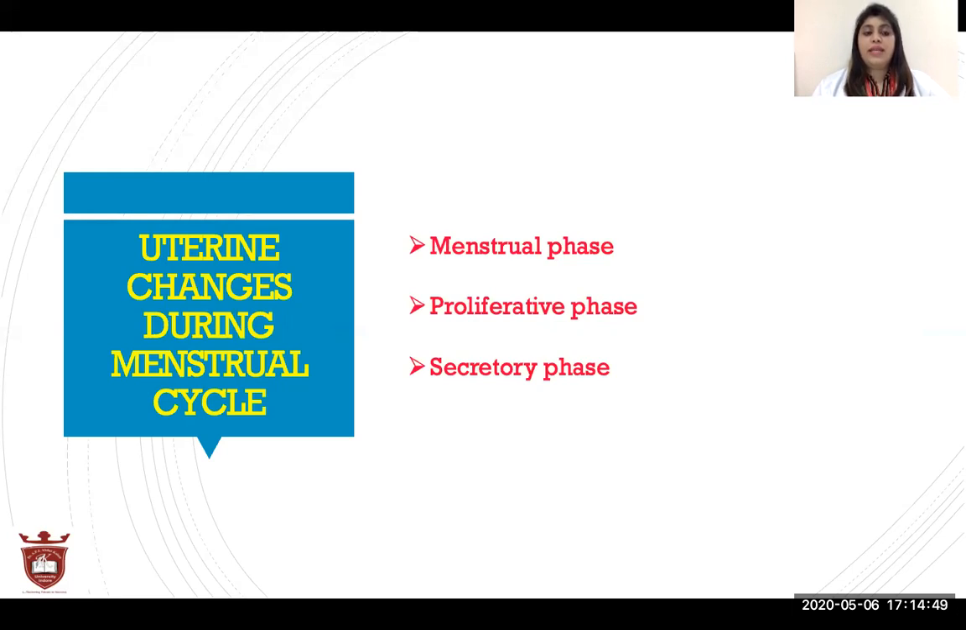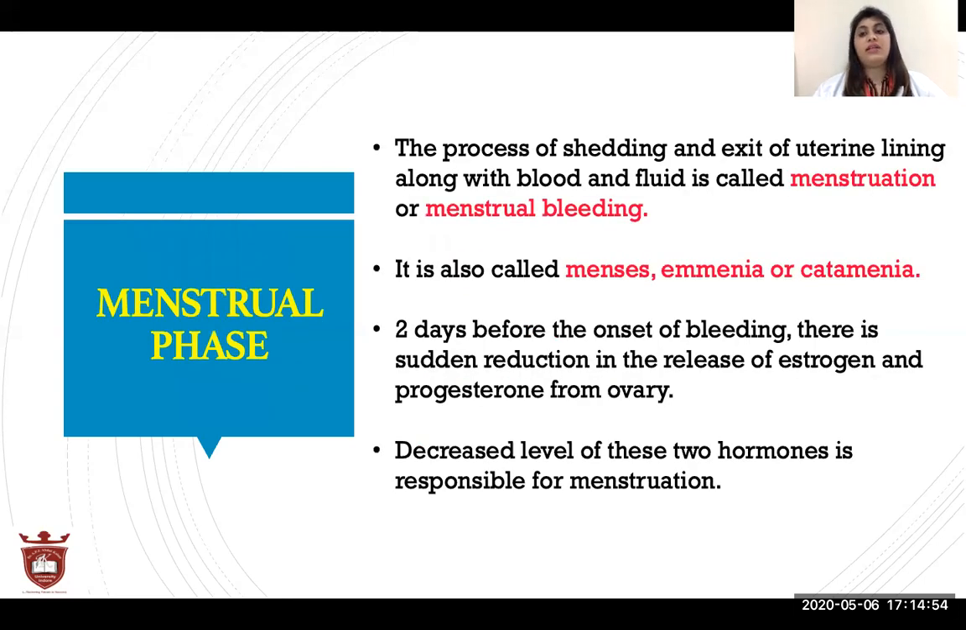Okay, so this uterine process begins with the menstrual phase, in which the uterine lining, that is the endometrial lining, sheds through the vagina in the form of fluid and blood. This process is called shedding of the uterine lining, or endometrium lining, with blood and fluid, and is called menstruation. Menstruation is also called by names such as menses and catamenia.